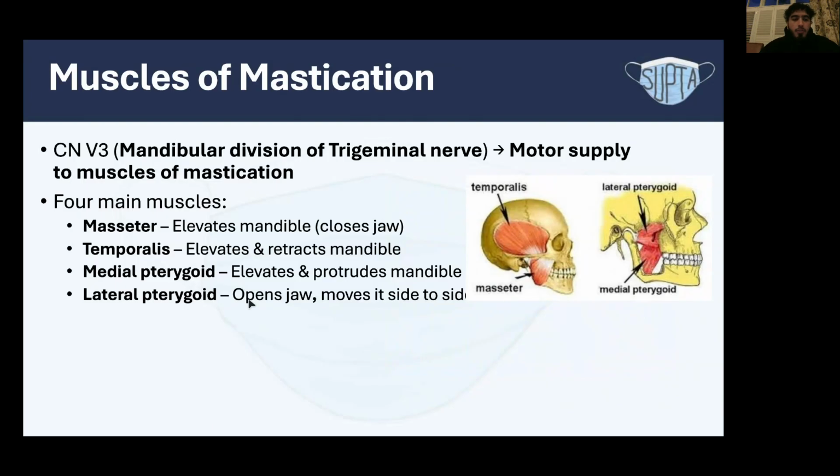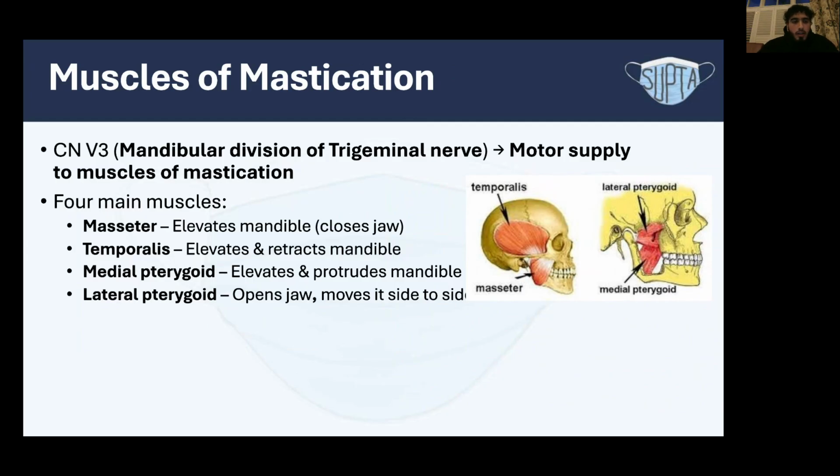Next, we'll talk about muscles of mastication, which is essentially just our chewing muscles. These are done by the mandibular division of the trigeminal nerve, so CN V3, and that supplies all the motor supply to these muscles. There are four main muscles. We've got our masseter, which is the main chewing muscle. That's the big muscle that we find on the side of the face or the head, and that elevates the mandible or closes the jaw.